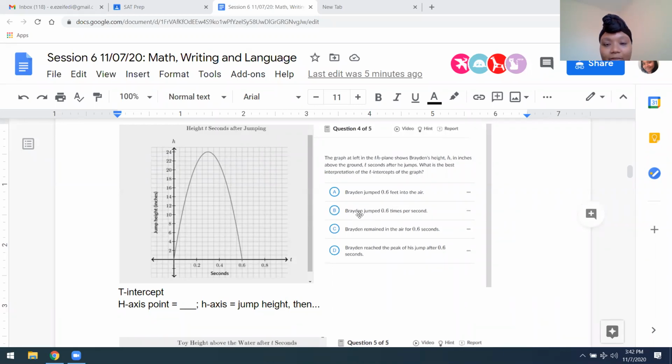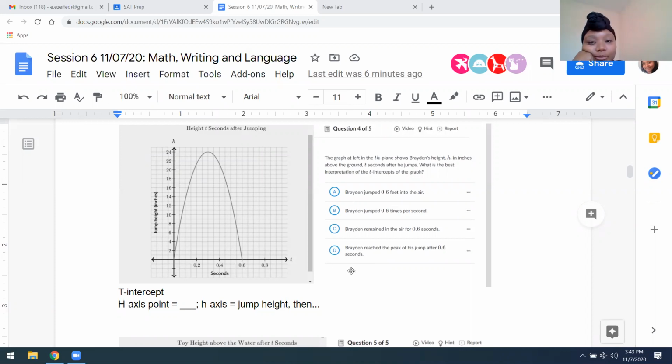So for answer choice B, Braden jumped 0.6 times per second. Okay, so let's look at our graph again. We have jump height and the seconds. We don't have times. We don't have a part of this graph that tells us how many times he jumped. It just says that he jumped and has the height of the jump off the ground. And then it has the time it took to start the jump, which is right here, and then the time it took to land. C is the correct answer.